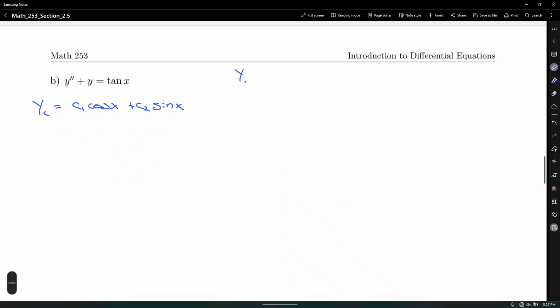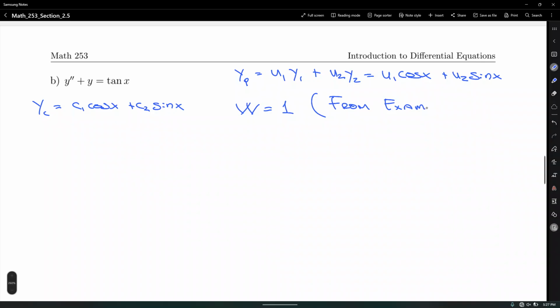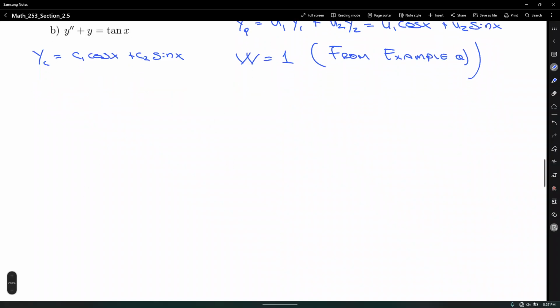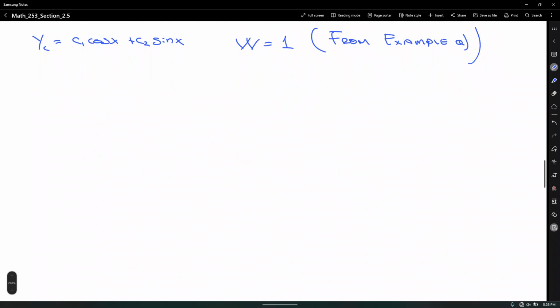So let's get the particular solution, y sub p equals u1 y sub 1 plus u2 y sub 2, equals u1 cosine x plus u2 sine x. Guys, even the Wronskian, it's the same, right? I mean, Wronskian equals 1 from example A. Then again, just refer to the previous example, rewind the tape to that point, and keep going. All right, so let's see what about this.